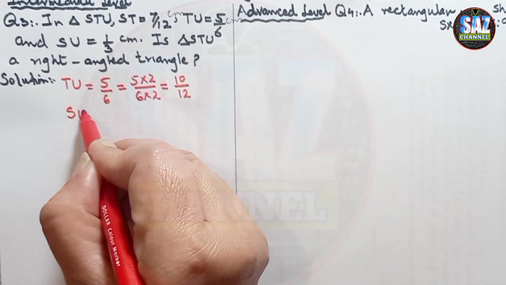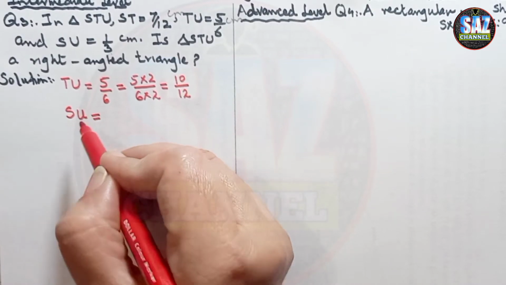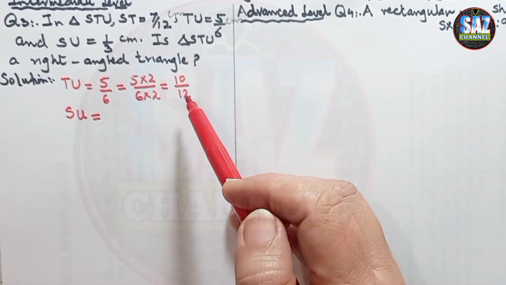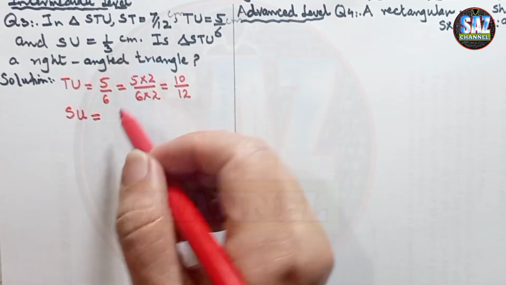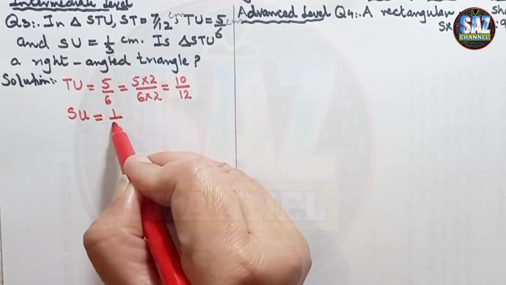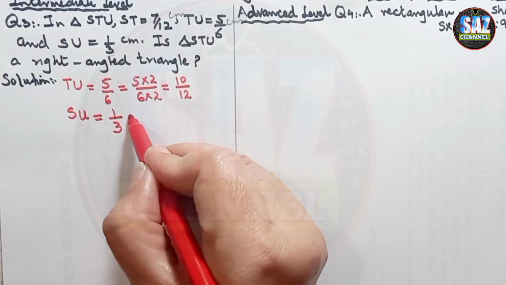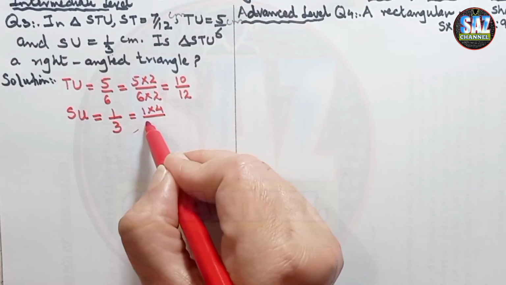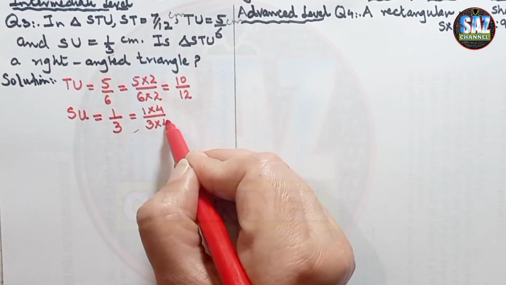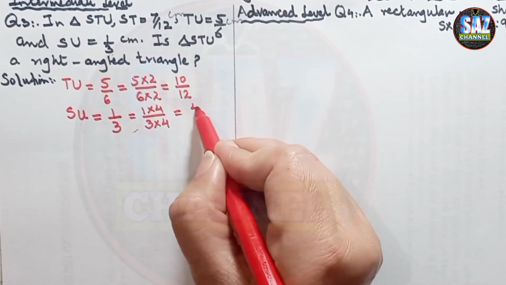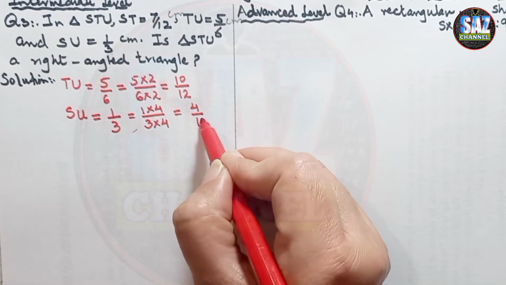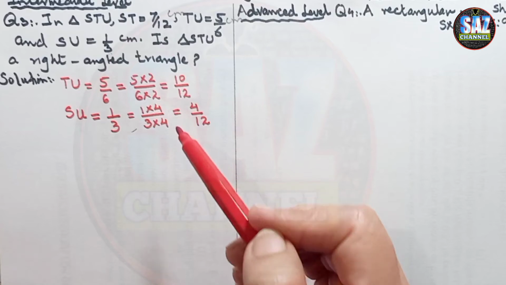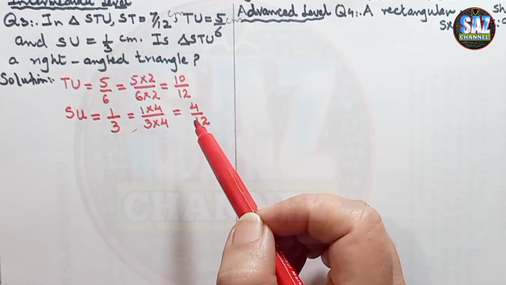And why are we doing so? Because in this way the denominators will become the same and we can easily compare the fractions. So 1 by 3, in order to make 3 into 12, I have to multiply the denominator and numerator by 4, and it will become 4 by 12. Now if we see all the denominators, they are the same, they are 12.